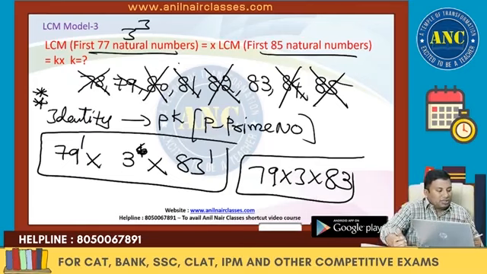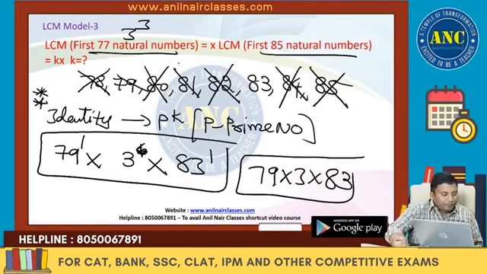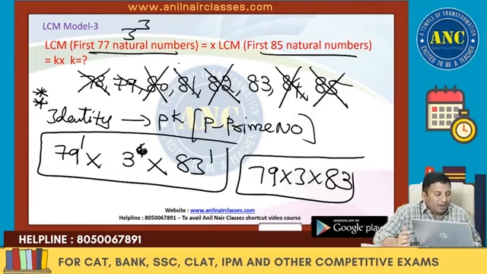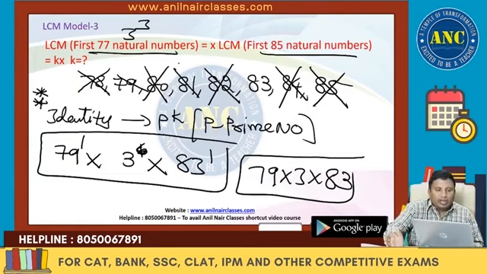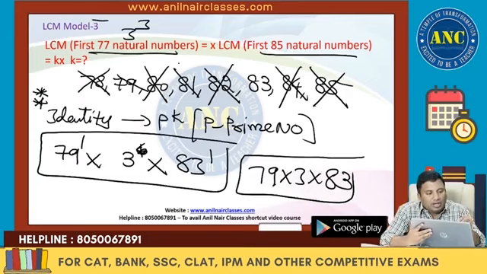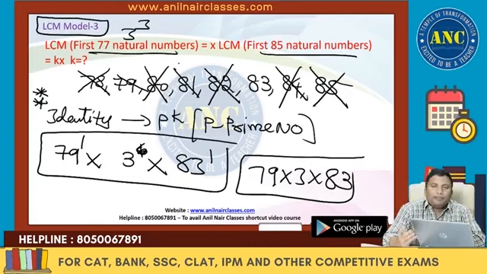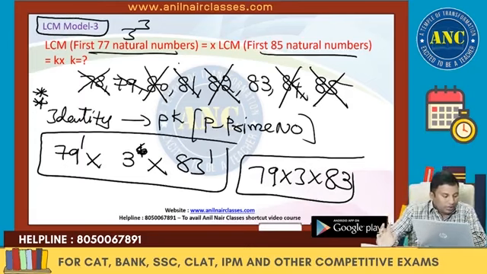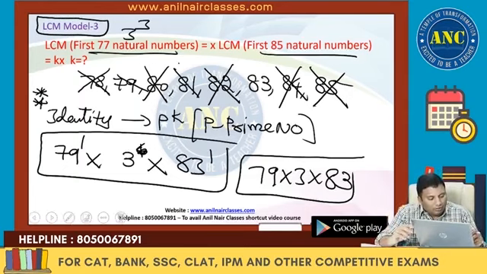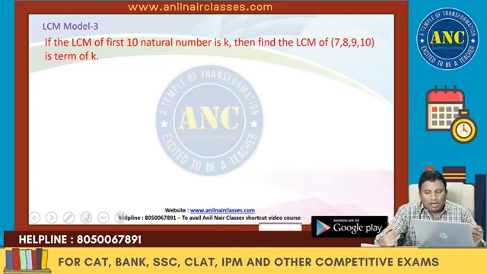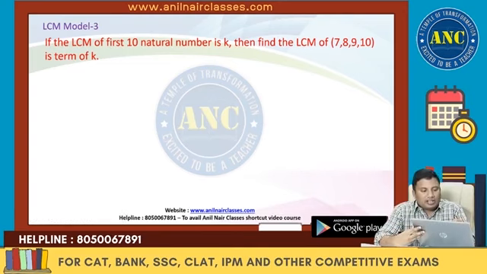Identify the numbers which are of the form p power k. 79 into 3 into 83. Model 3, these also we discussed. Model 3 is also over. Model 4. Model 3, I think we already discussed. Both are equal, we discussed it in the first class.